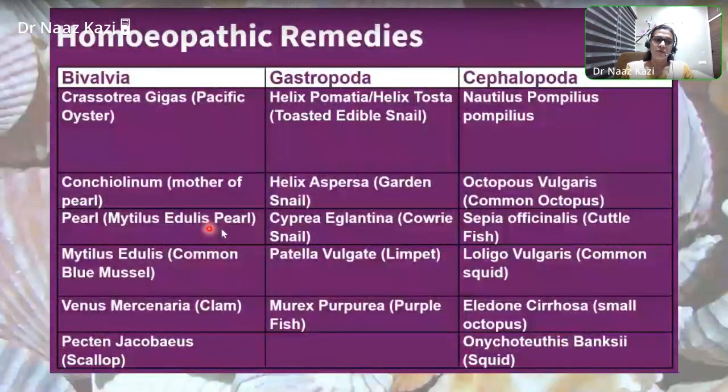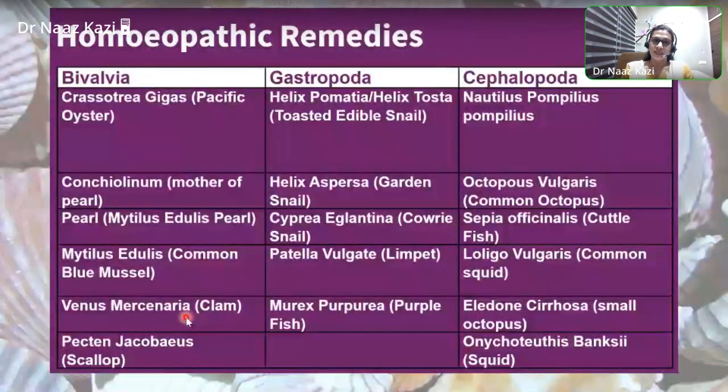In bivalvia, we have Crassostrea gigas, that is the Pacific oyster. We have Conchiolinum, mother of pearl. We have pearl, which is from Mytilus edulis, or we just have the animal Mytilus edulis, which is the common blue mussel. Venus mercenaria, which is the hard clam. We have Pecten jacobaeus, which is the scallop.